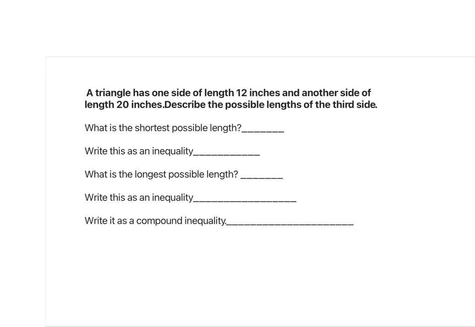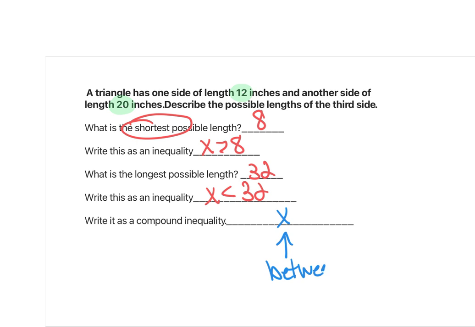Okay, so let's look at one more example here. I have 12 inches and I have 20 inches. The shortest possible means I'm going to subtract. 20 minus 12 is 8, so I know that x has to be greater than 8. Longest possible is if I add them together, and I get 32, so the longest it can be is 32. When I put them in a compound inequality, x is between, we're going to put x in between, our smallest always goes on the left, our biggest always goes on the right, and we always point our inequality symbol, both of them, in the same direction towards the smaller number.